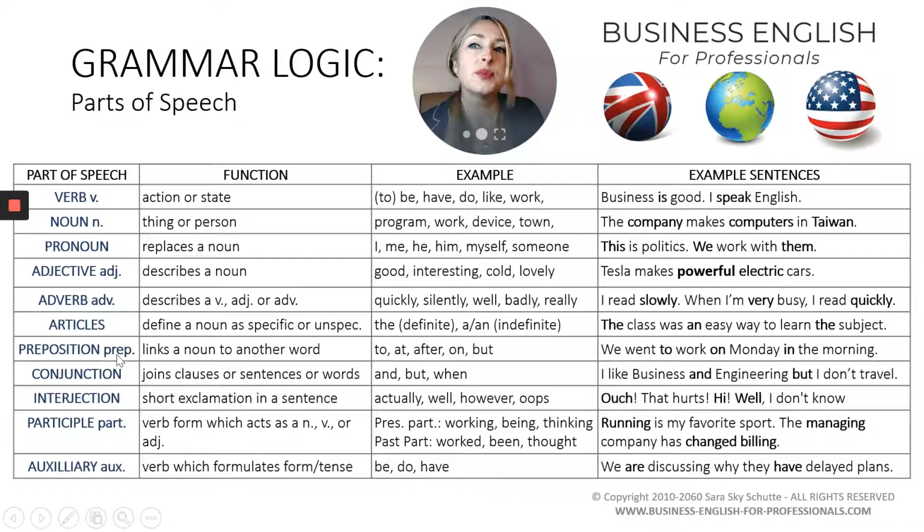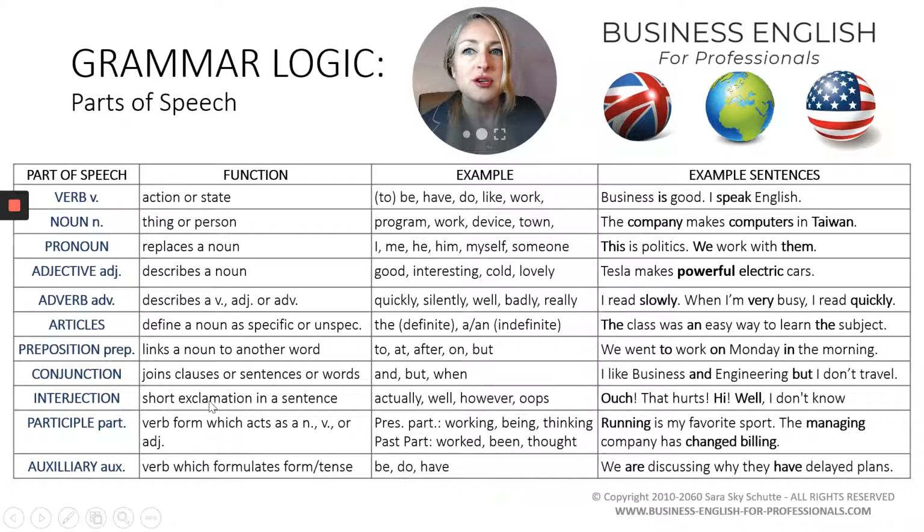Prepositions indicated like this, PREP. These link a noun to another word: to, at, after, on, but, across, over, through. They indicate time, place, movement. This can be concrete or abstract, but generally position or place, time, location as well, and then movement. And prepositional phrases add more information to your main sentence. So for example, on Monday, in the morning, okay, that's a prepositional phrase. To work is part of the main structure of the sentence. Conjunctions, these join clauses or sentences: and, but, when. I like business and engineering, but I don't travel.